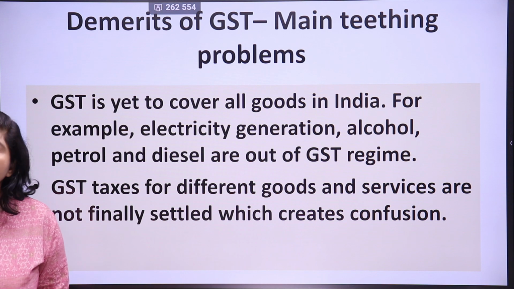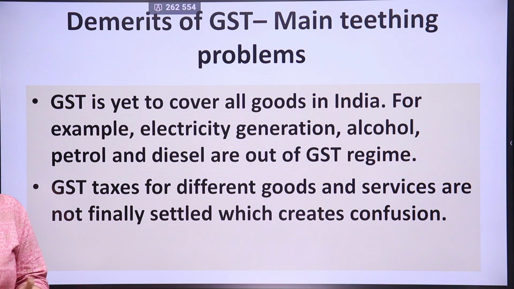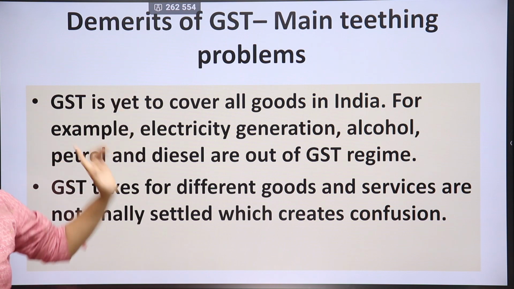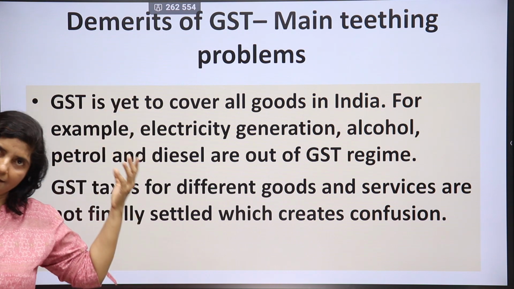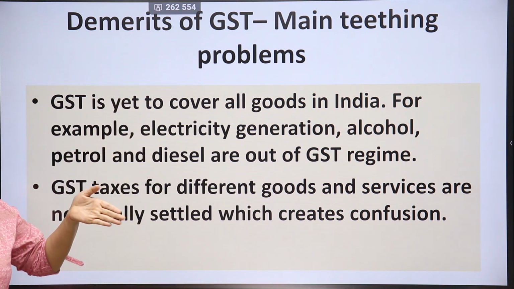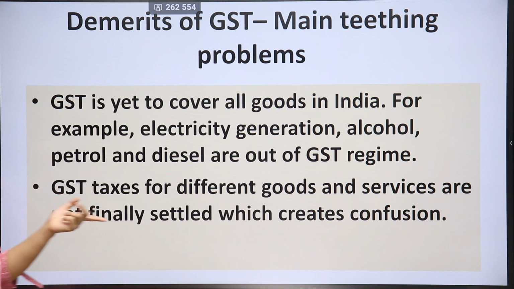Teething problems means when you start something, just like a kid, when its teeth come out, then what happens? It has many problems. It can have vomiting, it can suffer from diarrhea, anything like that, or fever also. In the same manner, we are having many problems in the imposition of GST, because it's the initial phase of imposition of GST. What are they?